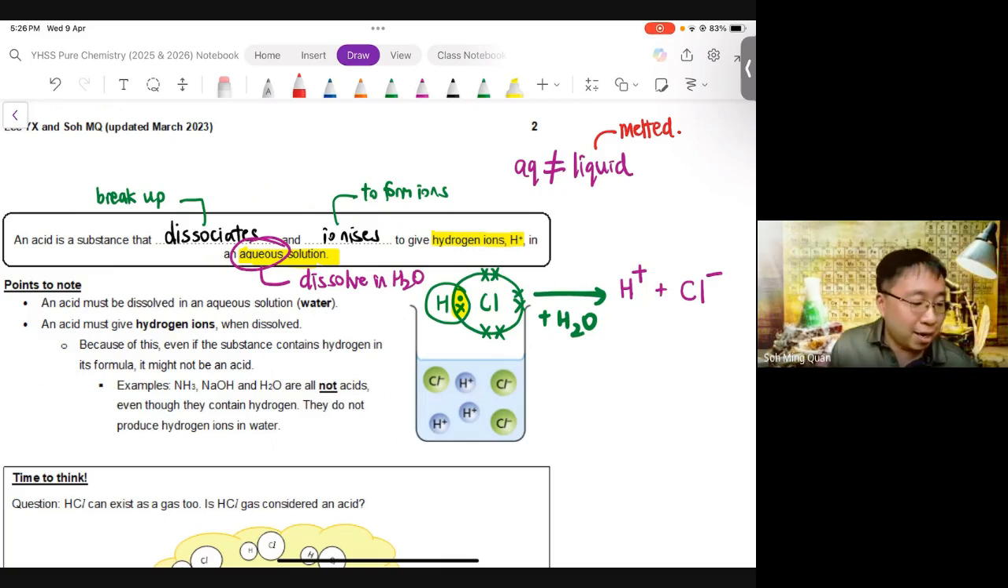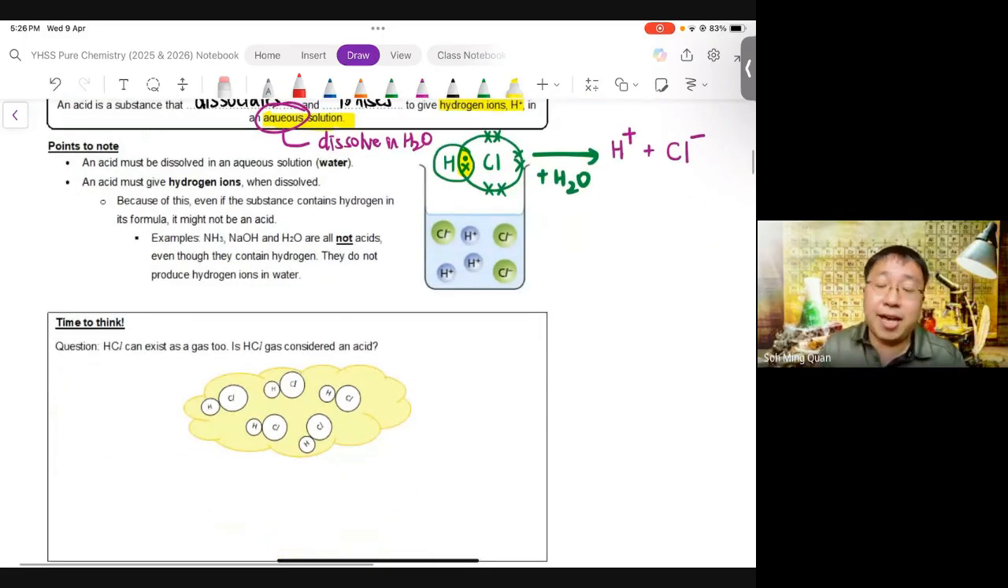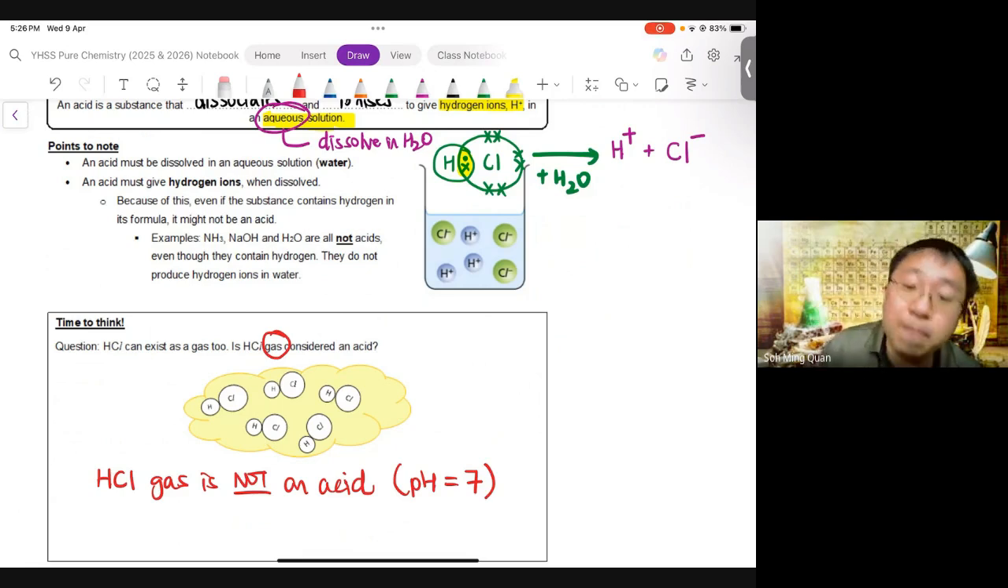Now, this brings us to the time to think below. Is HCl gas considered an acid? Obviously, a gas means it's not dissolved in water. It's just a gas. So the answer is HCl gas is not an acid. Shockingly, HCl gas is actually neutral. If you were to put in blue litmus paper, it wouldn't change color.